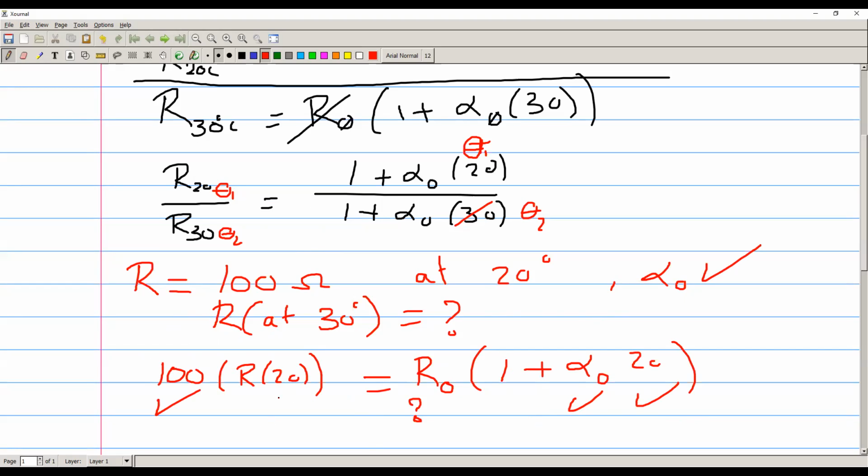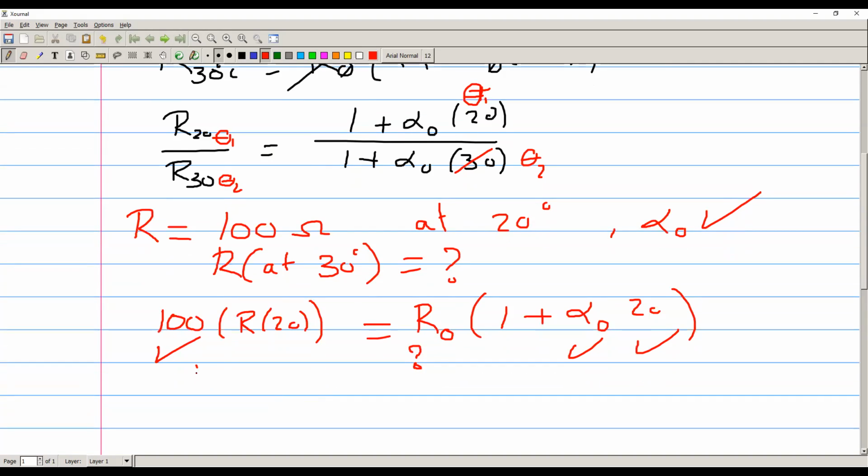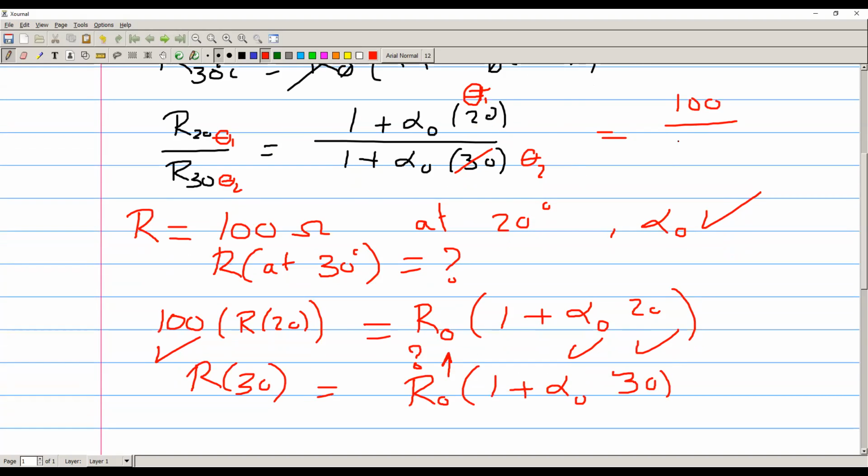Then you apply this equation again: R at 30 is equal to R0, which you computed from there, times 1 plus alpha 0 times 30. You can do it this way, but it's much easier to do it this way. Because if you know that this is 20 and this is 30, this is equal to 100, which is the resistance at 20, over R30. You can compute it in a single step. It's up to you. Both of them are okay, but this seems a little bit easier. Is that clear? Yes.